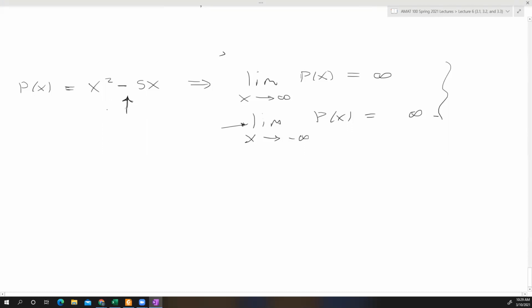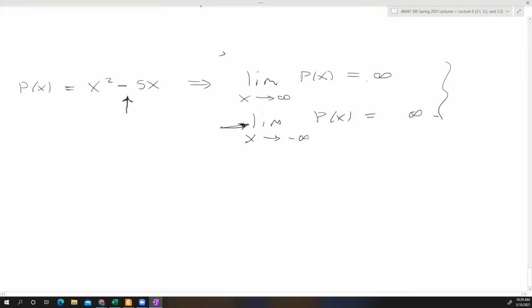When x is negative, x squared will be positive, and then negative 5x will be positive, because a double negative becomes a positive. So the overall function p of x is positive when x is negative. So it makes sense that as you plug bigger negative numbers in, the output is just getting bigger and bigger and bigger. So it makes sense that the second limit is equal to infinity.